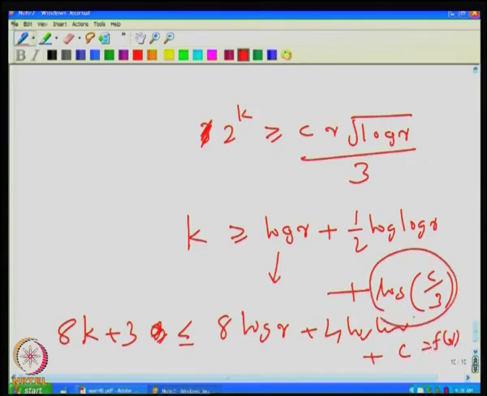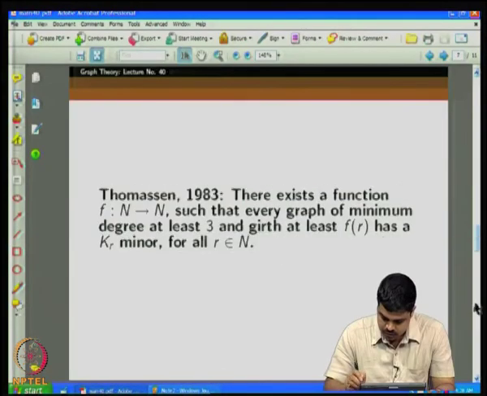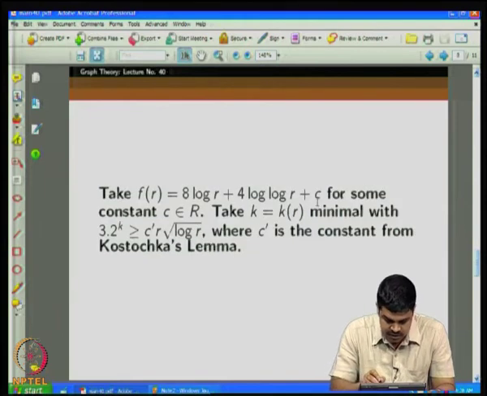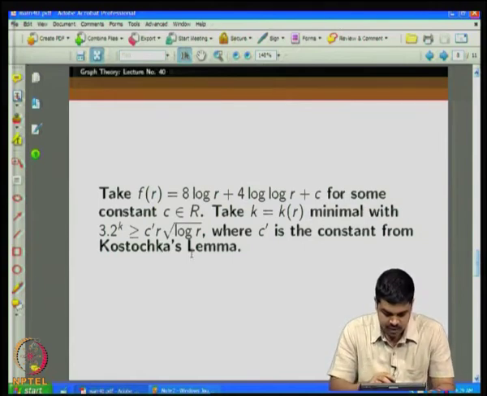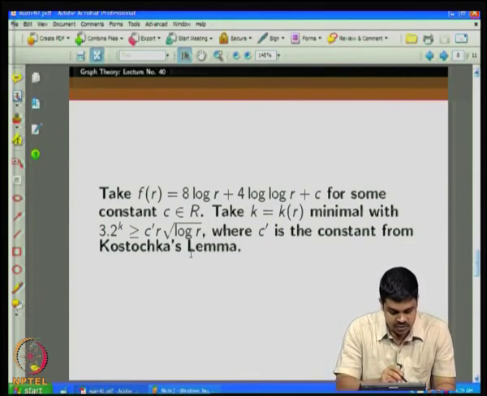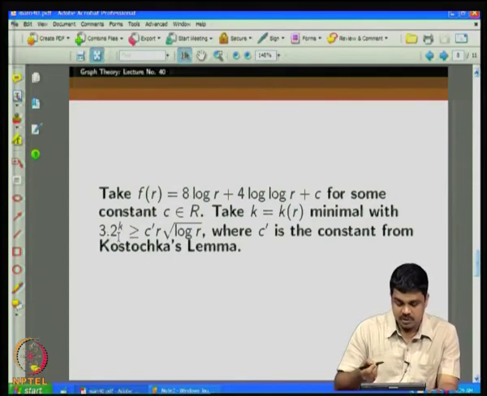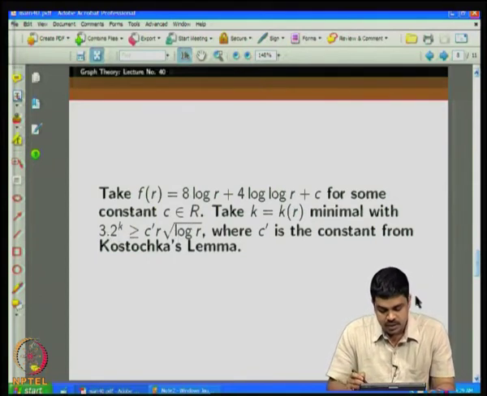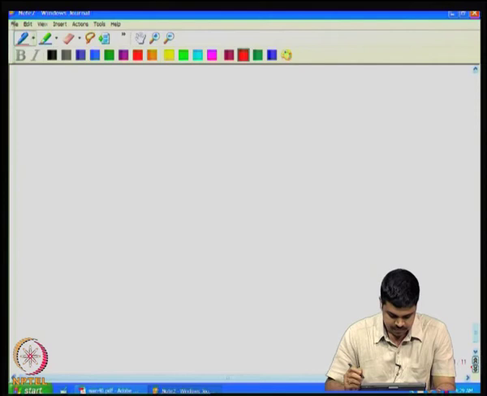So, we may have to place a constant, some c dash, in such a way that this function is above it. If you had selected the f of r and the constant here in such a way that this is bigger than 8k plus 3, as we have seen here, then the distal lemmas can be applied. Because our 3 into 2 raised to k is the minimum degree, Kostochka's lemma says that we have a kr minor, right. That is what we get.